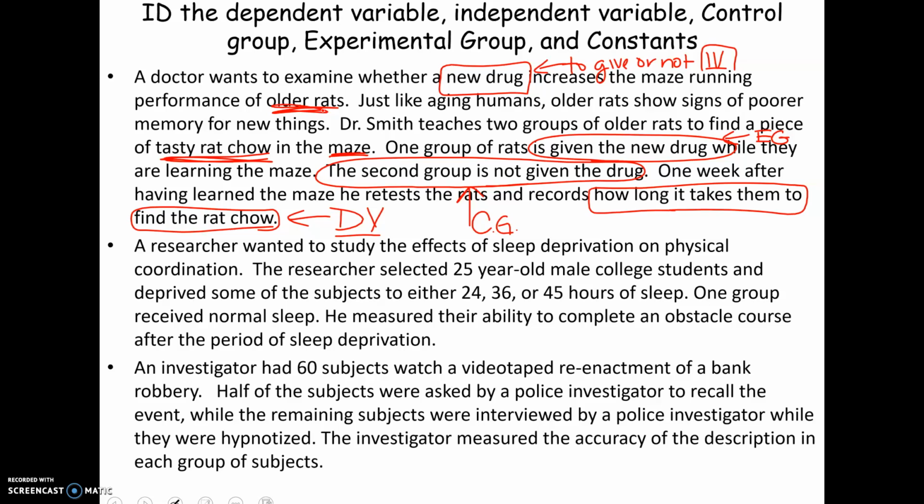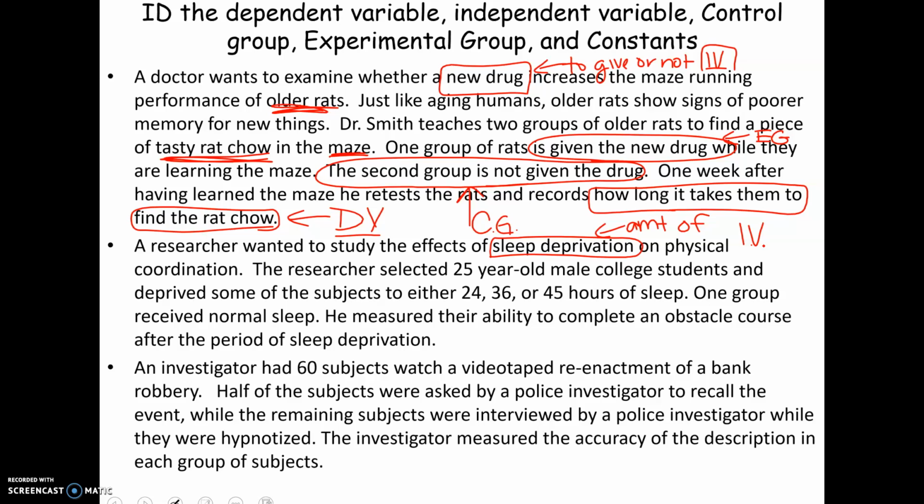All right, so first we'll start with the independent variable. That's going to be what he changed. So the one thing that's different among his subjects is going to be the amount of sleep deprivation. And that's going to be our independent variable, the thing that he is varying or changing.